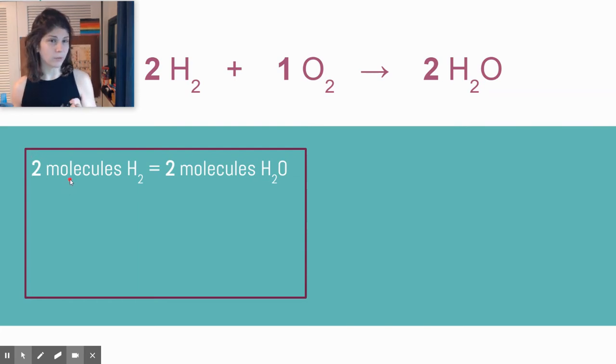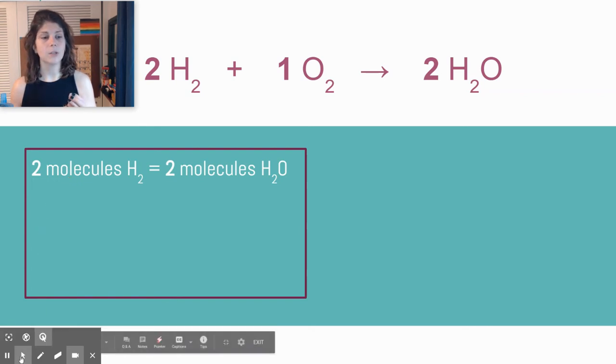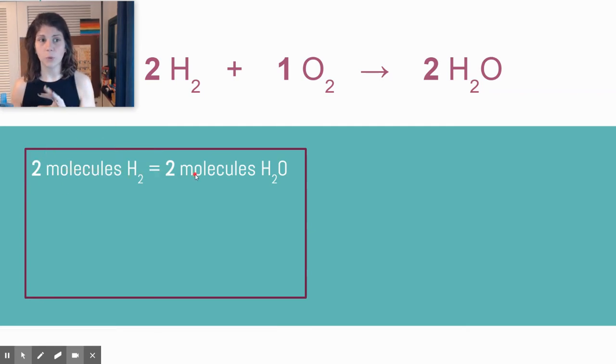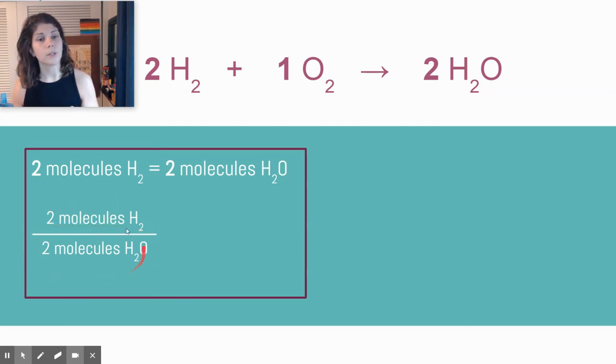And if you can write an equivalency statement like this as an equal sign, then you can write it as a fraction. So how do you do that? Well, this is like saying 100 pennies is equal to $1. So you could write a fraction where 2 molecules of H2 is on the top and 2 molecules of H2O is on the bottom. Remember, they're equal to each other. So instead of writing 2 molecules of H2, you could plug in 2 molecules of H2O right here. And then you've got 2 molecules of H2O over 2 molecules of H2O, which just means 1.